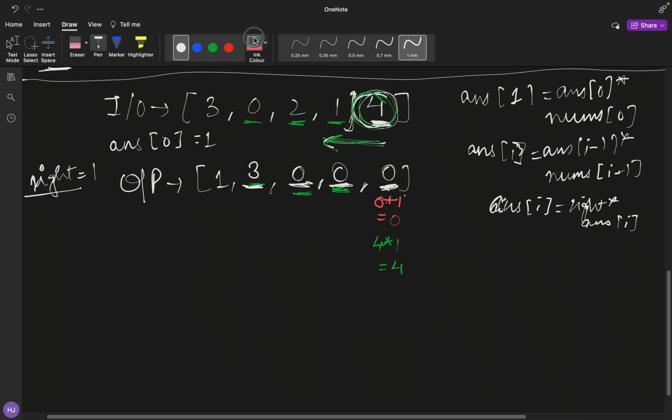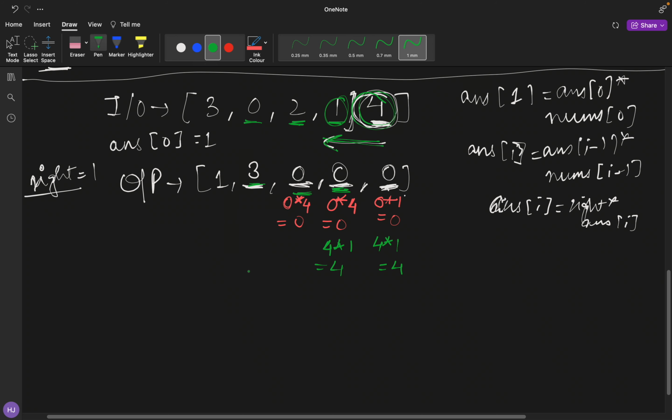So now let's move forward. What would be my answer for this? It would be 0 into 4, because I am multiplying it with right, so it would be 0. And what would be the value of my right? It's again 4 into 1, because I am multiplying this element with my right, and it's again equal to 4. Fair enough. Let's move further and find out the value of this. It's again 0 into 4, because value of my right is 4. It turns out to be 0.